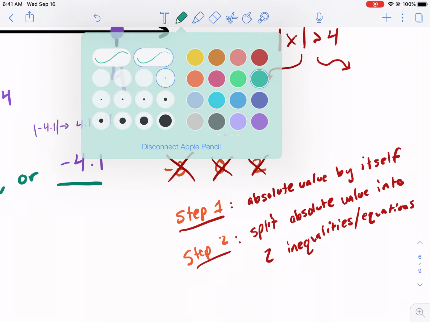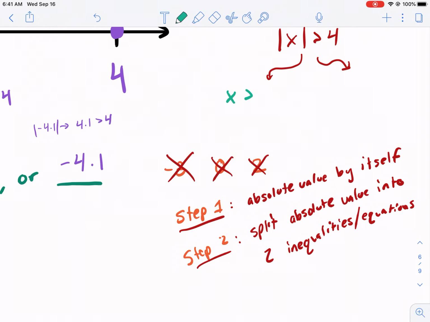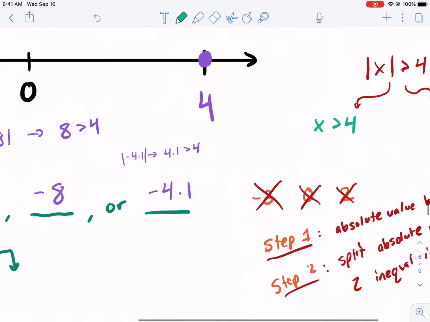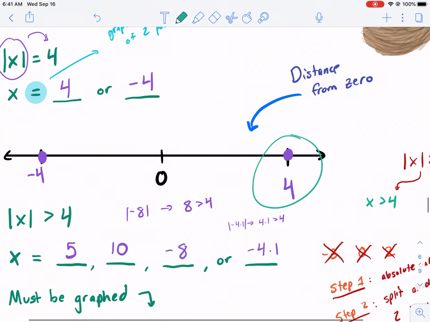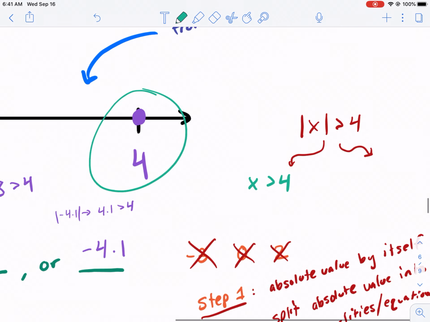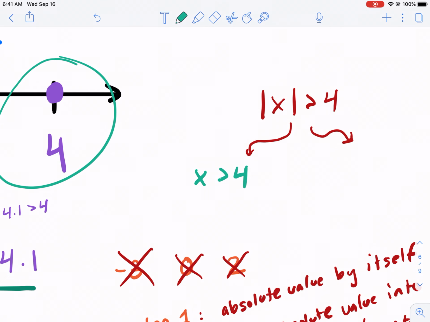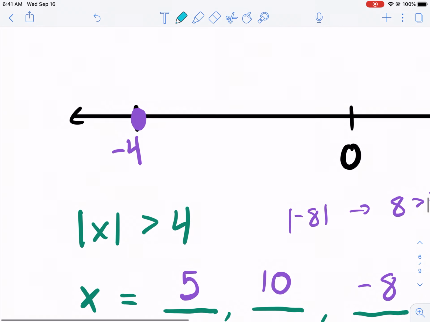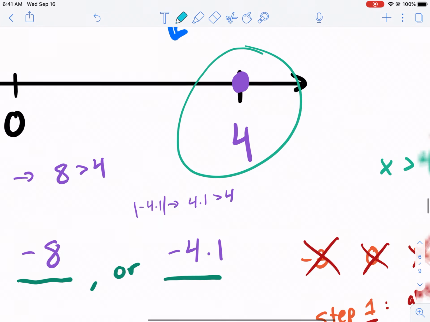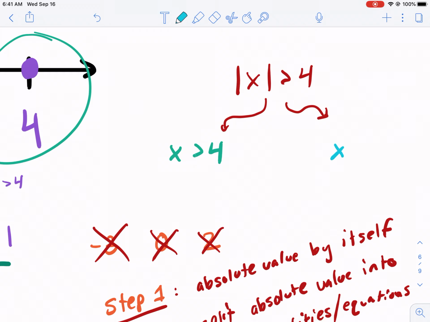Well, one of the possibilities is x can be bigger than 4. We already said that one of the answers is going to be a positive value. A positive value, absolute value is the distance from 0. So it could be greater than 4. But also, what's the other end of the spectrum? We have to incorporate -4. So we have x. Now, here's the interesting part: we put a -4.